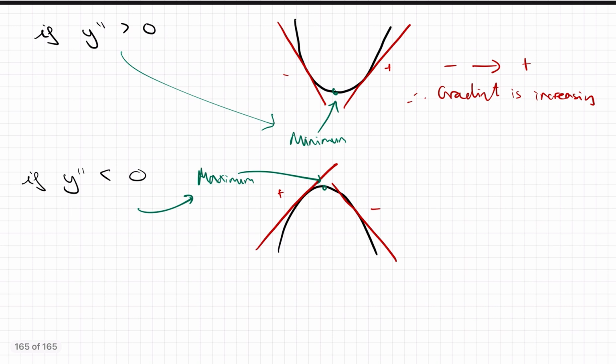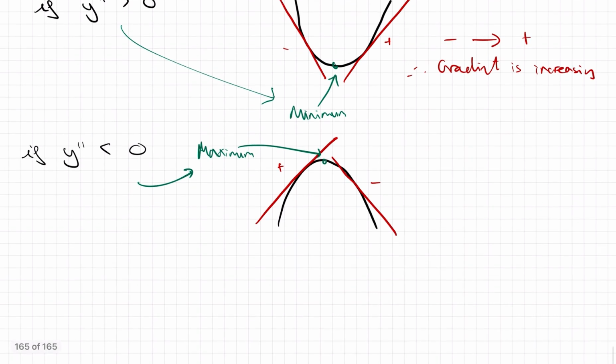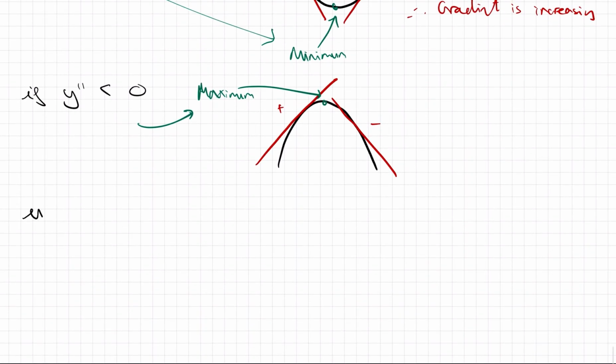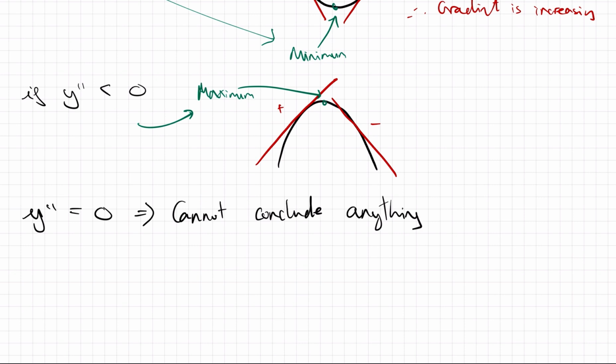And now we can get on to that final case, which I talked about at the start of the video, which is if y double dash is equal to 0. So if this is true, we can't actually conclude anything. Some people think this is what allows you to conclude a point of inflection, but that's actually not true, because if we look at the function y equals x to the 4, this looks basically identical to the quadratic, except the bottom is a bit more steep.